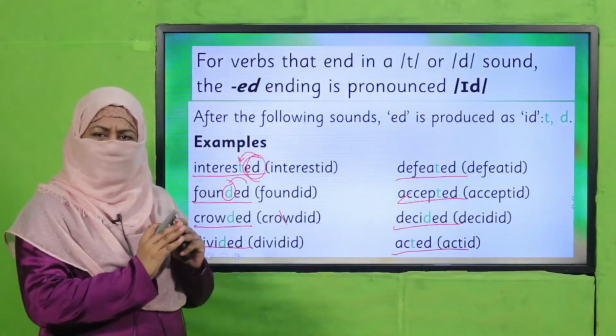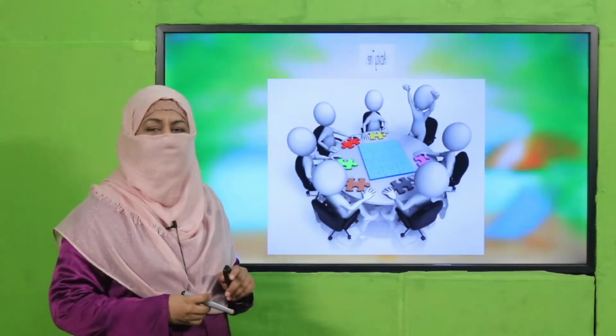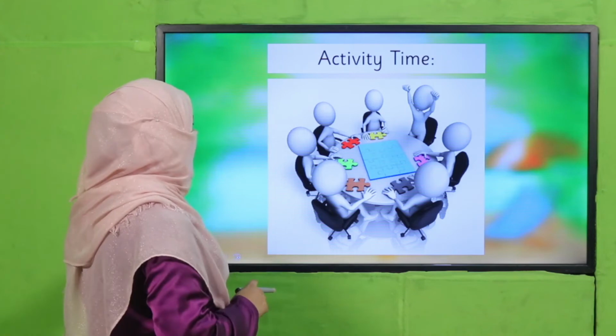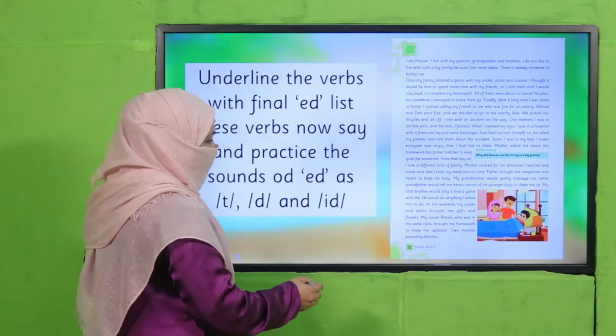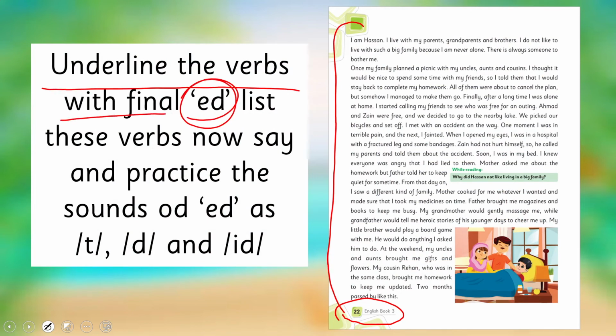Yes, my dear students, are you done with it? Good job. Now let's practice it through an activity. It's a very interesting activity. What we are going to do, first of all, you will open page number 22 of your book, and in this book, you have to underline all the verbs with final ed. You will list these verbs and then you will practice these verbs for t, d and id sounds.